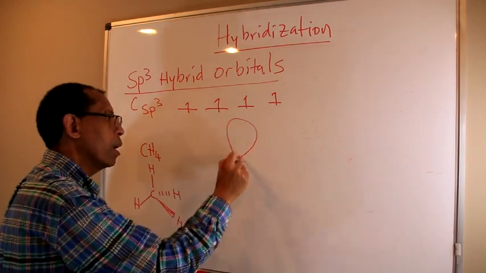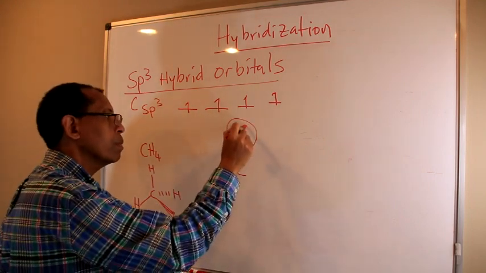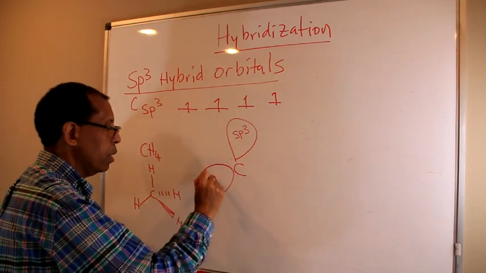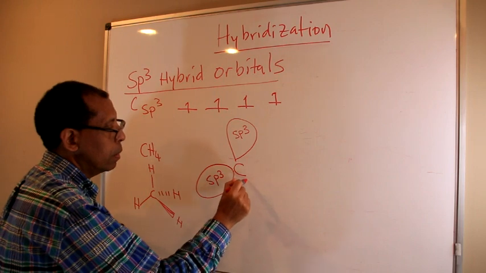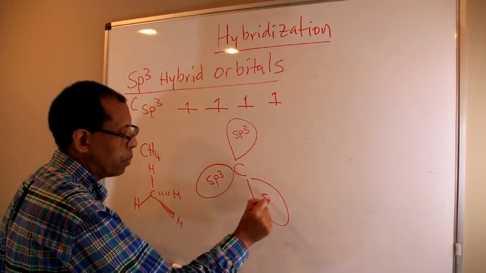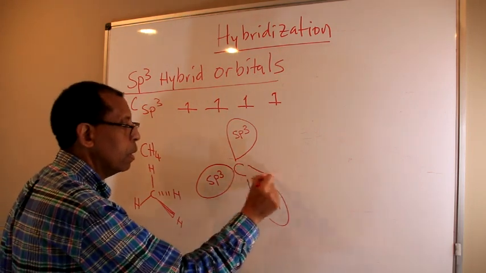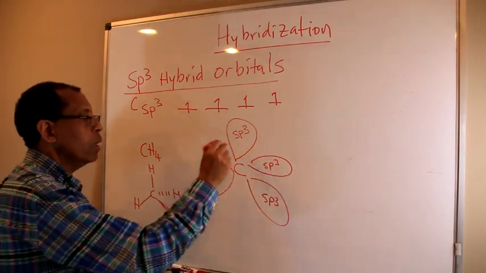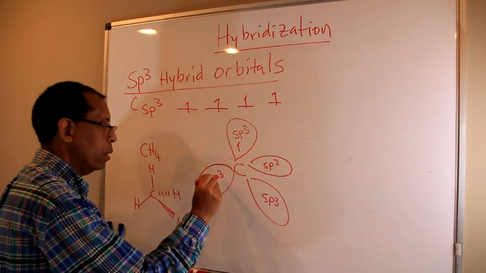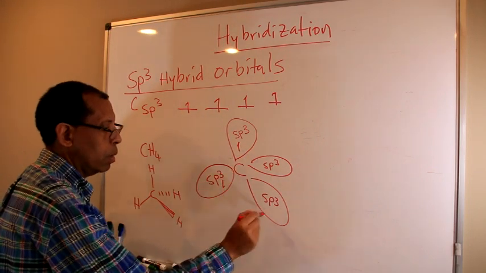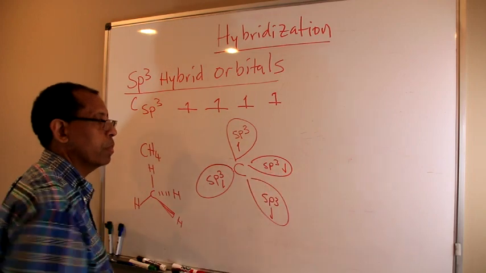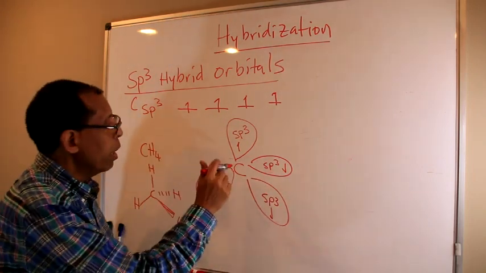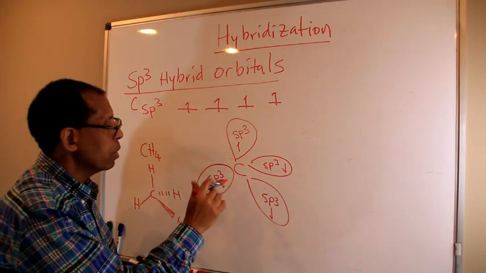The lobes are like this, one of the sp3, another sp3, another sp3, and another sp3. There are 4 of them. Each one of them has 1 electron, 1 electron, 1 electron, 1 electron. So this is basically what you see in sp3 hybrid orbitals.